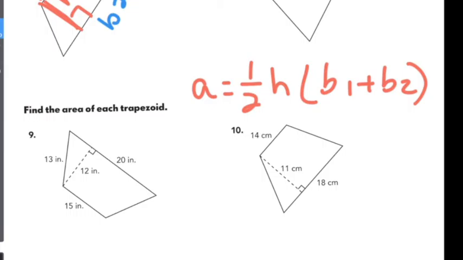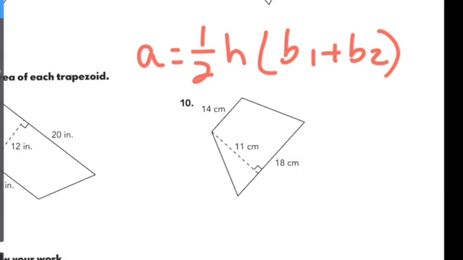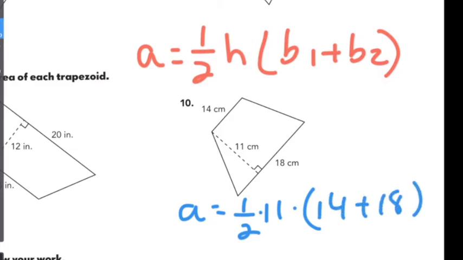Number 10, so what I'm going to do is take my information, and the area will equal 1/2 of the height, which is 11, times 14 plus 18. What I would do first is add up the bases. So area equals 1/2 of 11 times 14 plus 18, which is 32. For this, I would take half of 32, which is 16, then multiply that by 11. That'll give you the answer.